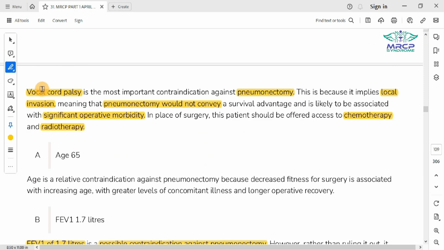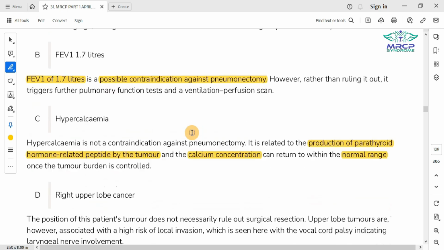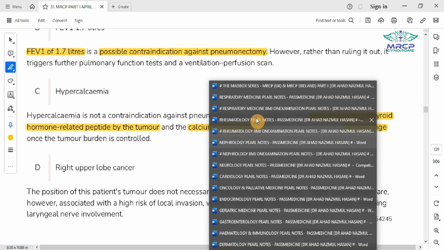Vocal cord palsy is the most important contraindication against pneumonectomy. This is because it implies local invasion, meaning the pneumonectomy would not convey a survival advantage, and this is likely to be associated with significant operative morbidity. In place of surgery, this patient should be offered access to chemotherapy and radiotherapy. So this is the relative contraindication.